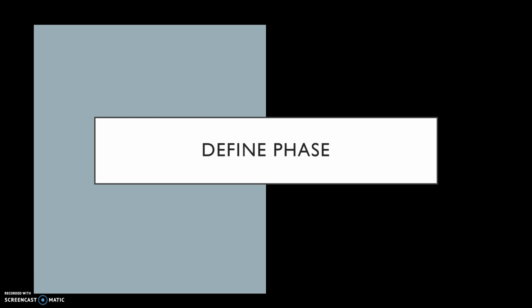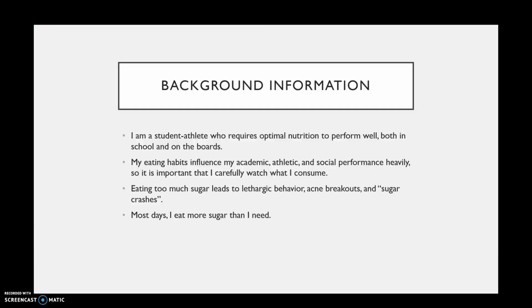So first I will go over the define phase of my project to give an overview of what that entailed. Some background information on my project is really just the fact that I am a student athlete here at the university, so I do require optimal nutrition to perform well, both in school and during my sport, which is diving. So my eating habits definitely influence my academic, athletic, and social performance very heavily, so I really want to make sure that I carefully watch what I consume so I can perform at my best.